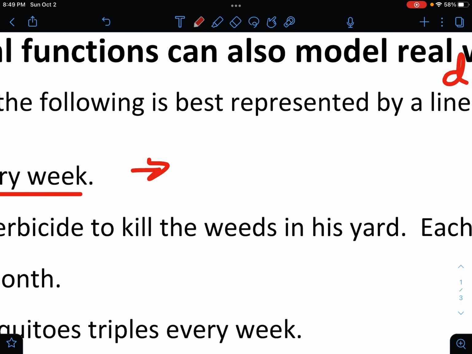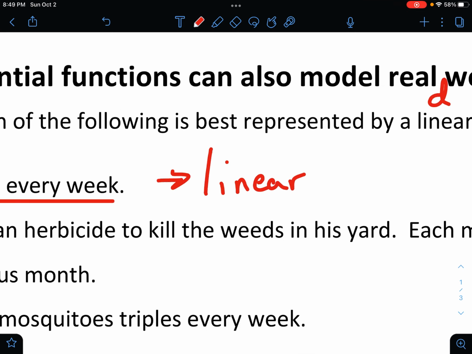Oh, my stylus is not working correctly. Try that again. There we go.